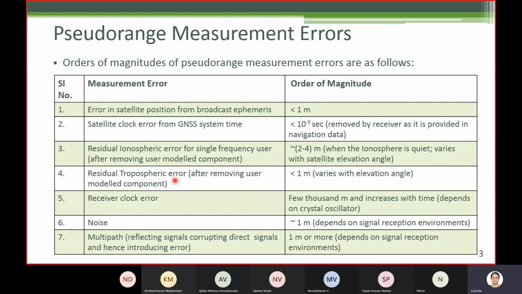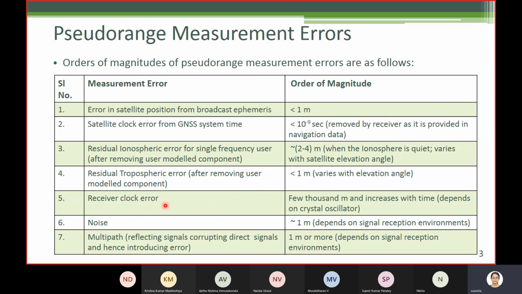Then what is the order of the residual tropospheric error? We know that the tropospheric error cannot be removed using dual frequency measurements. So the user has to apply some mathematical model to partially correct the tropospheric error. The residual tropospheric error, after applying the correction using the user model, will be on the order of a meter. But this varies with elevation angle. Even the ionospheric error also varies with the elevation angle.